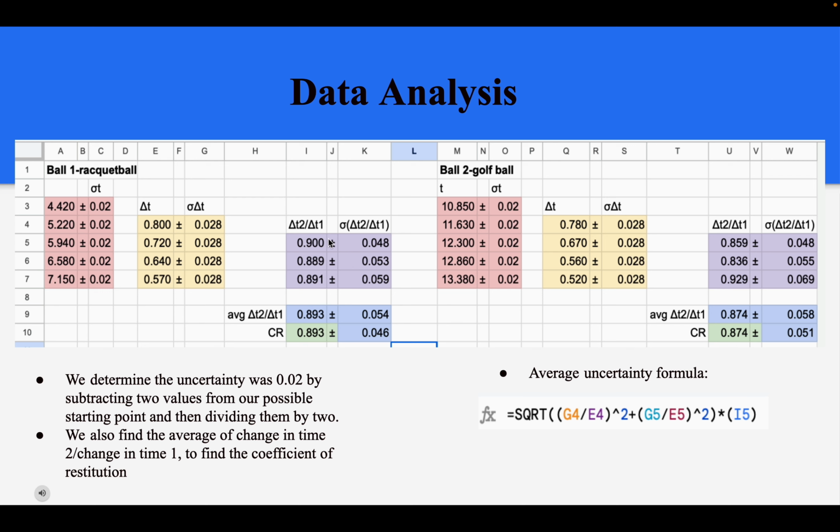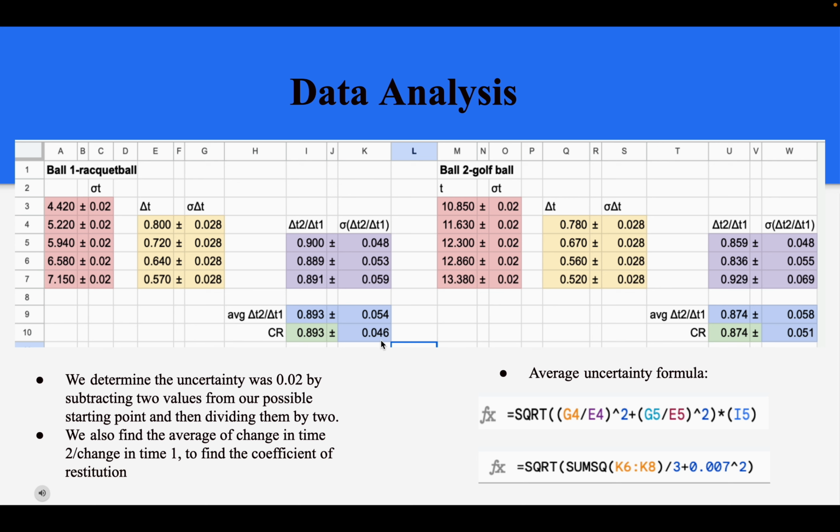As you can see in this example, you can see the cells and the numbers that those values represent, and that's how we got the 0.0454. And then we use this second equation right here to find the uncertainty of the coefficient of restitution, which was 0.046.